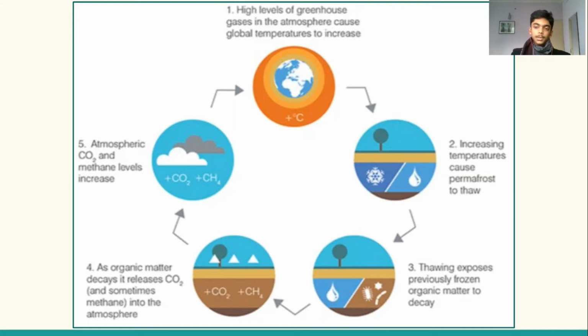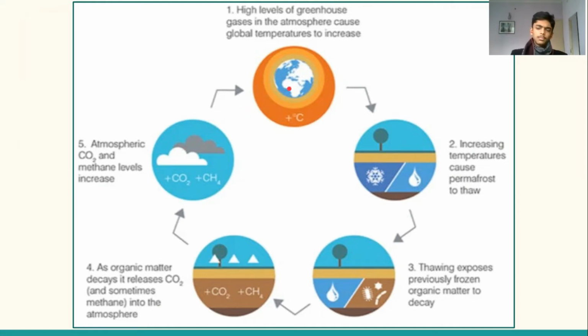But now, due to the increased temperatures, that ice starts to melt, which causes this dead plant and animal matter to be exposed to the environment. Now, as organic matter decays, it releases CO2 and sometimes methane into the atmosphere. So now let me repeat the cycle. Due to global warming, the temperatures increase. It causes that frozen dead plant and animal matter to get exposed, which causes CO2 and methane to be released into the atmosphere. As we all know, CO2 and methane are greenhouse gases, which again contribute to global temperature increases.